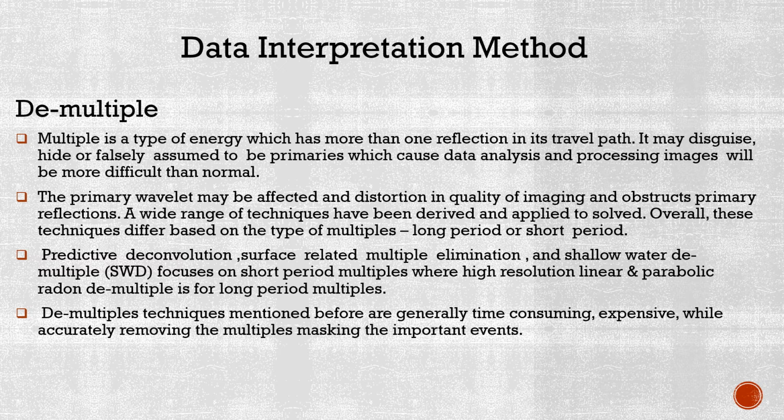There are many data interpretation methods that can be used to enhance the image and improve the data interpretation made by the geoscientists. One of these methods is the multiple. What is a multiple? Multiple is a type of energy which has more than one reflection in its travel path. It may disguise, hide, or falsely assume to be primaries, which cause data analysis and processing images to be more difficult to interpret. The primary wavelet may be affected, and distortion in quality of imaging and obstruct primary reflections.